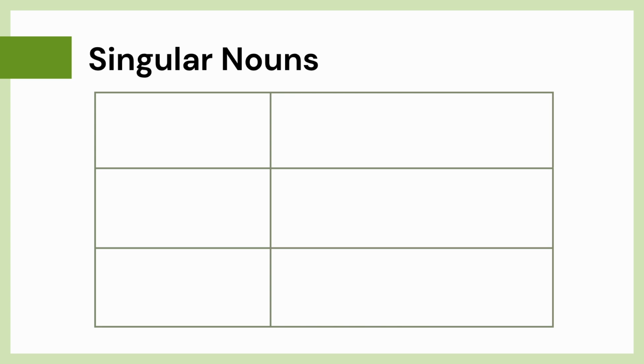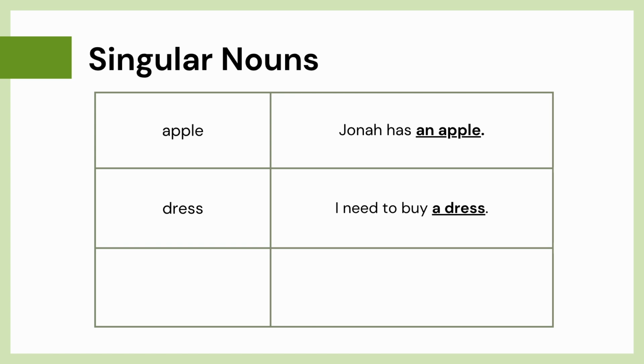Some examples are apple. Jonah has an apple. Dress. I need to buy a dress. Person. There is a person in the hall.